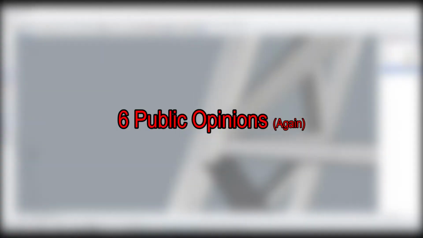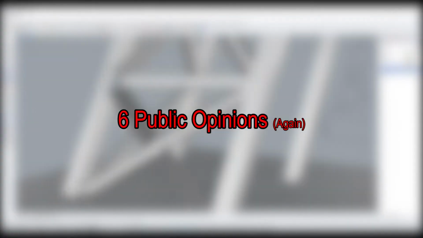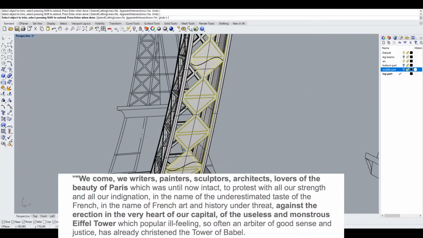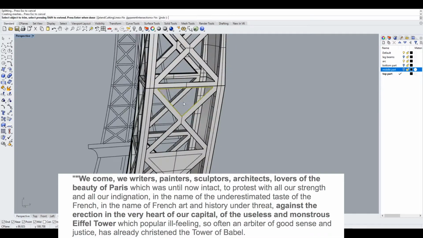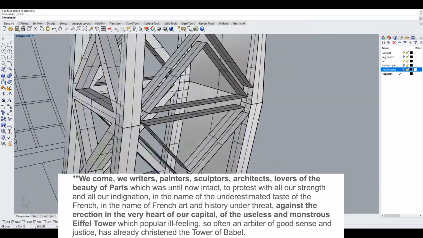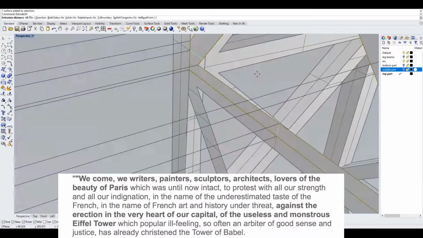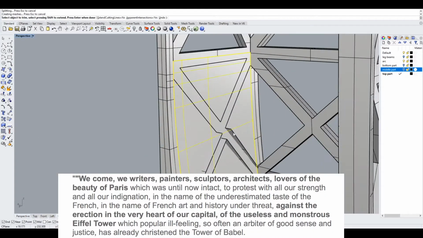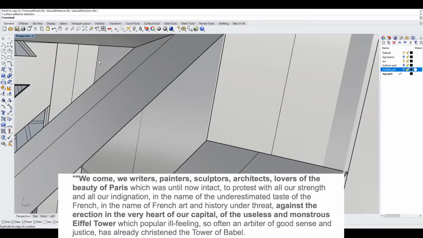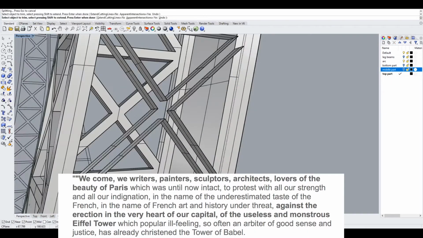Number 6. Parisian artists petitioned against the monstrous structure. Although now a worldwide symbol of romance, the radical design of the Eiffel Tower inspired anything but love in the hearts of 300 prominent Parisian artists and intellectuals who signed the following manifesto that ran in the Le Temps newspaper on Valentine's Day in 1887.